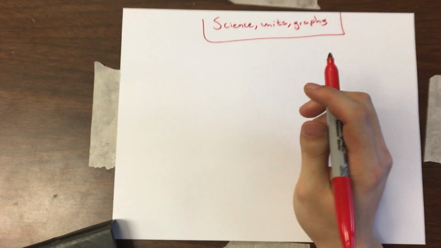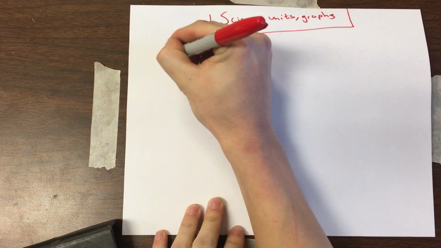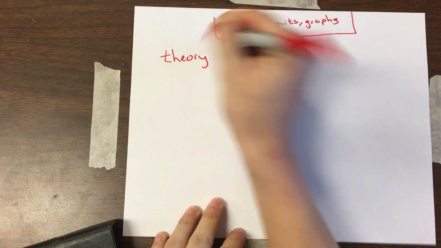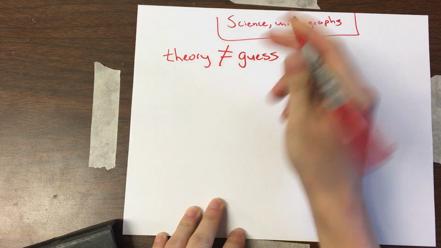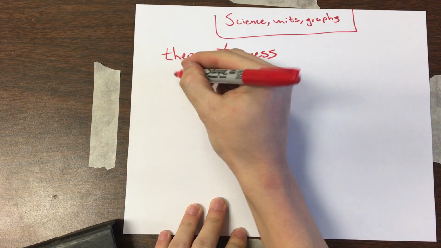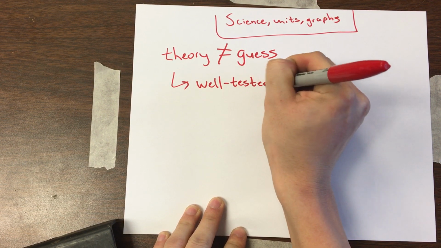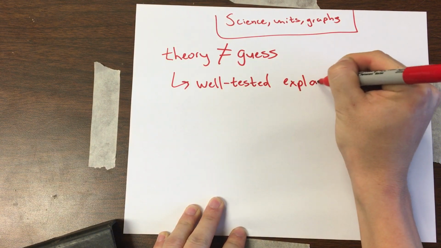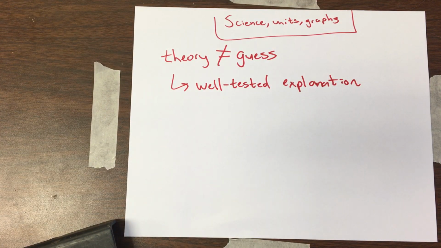Okay, so first with science. Science is a process of trying to gain information about the world. So if we have a theory, important to note, a theory is not a guess. Very, very different. A theory is a well-tested explanation for something. That's just to say that it is something where we have a lot of information. If we think we can understand it well and we've tested it a lot, that's what a scientific theory is.